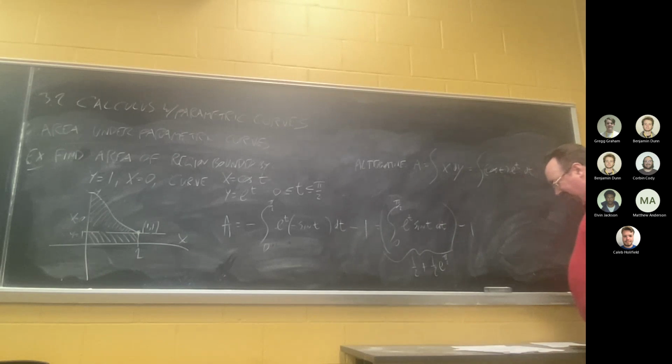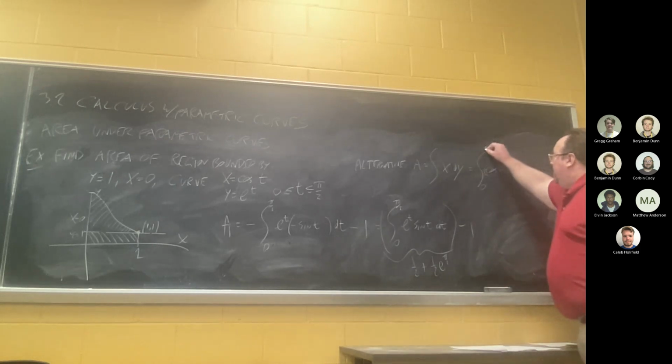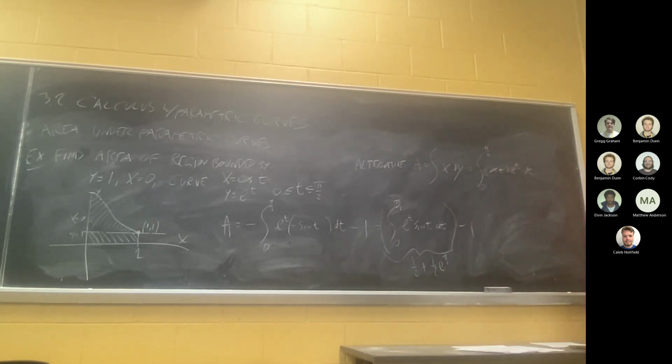I guess the actual integral itself isn't easier, but we don't subtract anything off. As far as the limits are concerned, the limits would still be 0 to pi over 2. All right, so that might be helpful. Any questions about everything that transpired here?